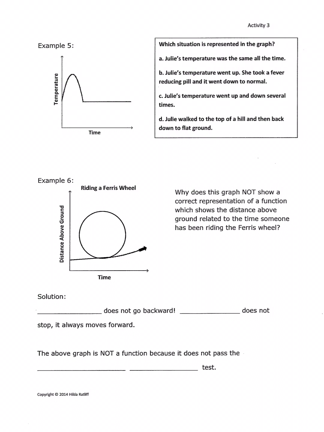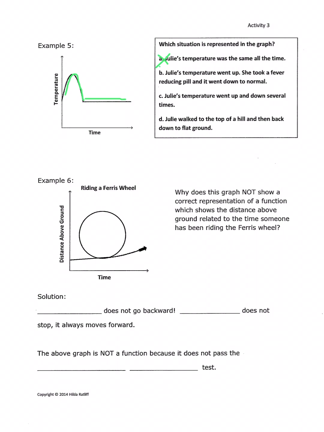Let's look at example 5. Which situation is represented in the graph? So you have to read each one and try to figure out what's going on. Notice, as time goes on, the temperature goes up, then it goes down, and then it stays the same. So it says Julie's temperature was the same all the time. No. I just said it went up, down, stayed the same. Julie's temperature went up. She took a fever-reducing pill, and it went down to normal.